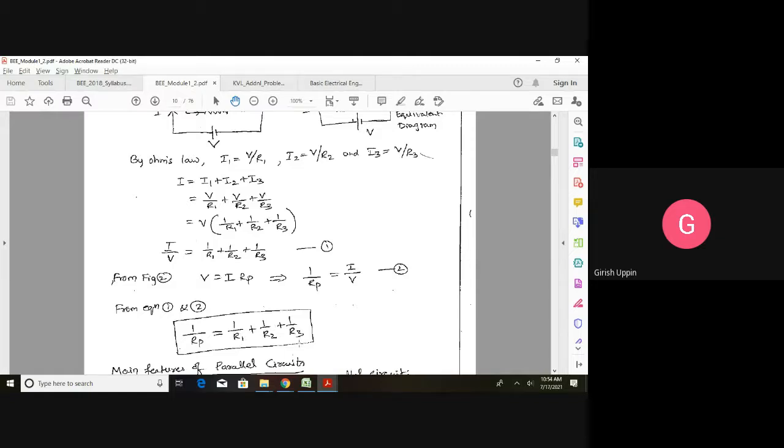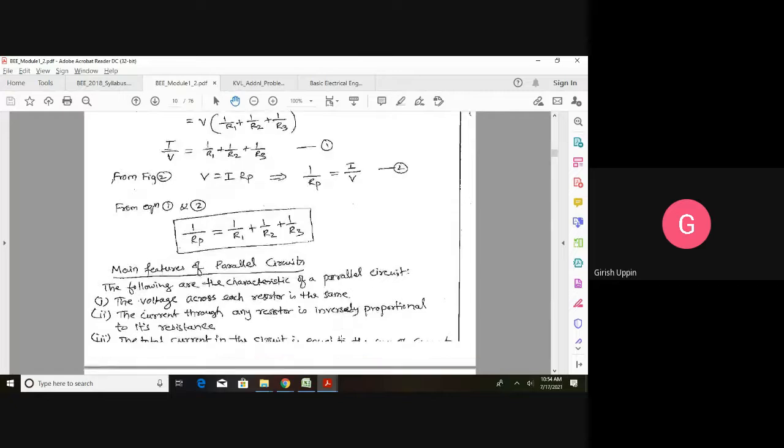In the exam, you have to be very careful. Many times I have seen that they start with 1 by Rp, mostly for the problems. Then on the right hand side, they will calculate. At the end, instead of saying 1 by Rp is equal to the numeric value, they will say Rp is equal to the numeric value. That is wrong. You have to remember it is 1 by Rp.